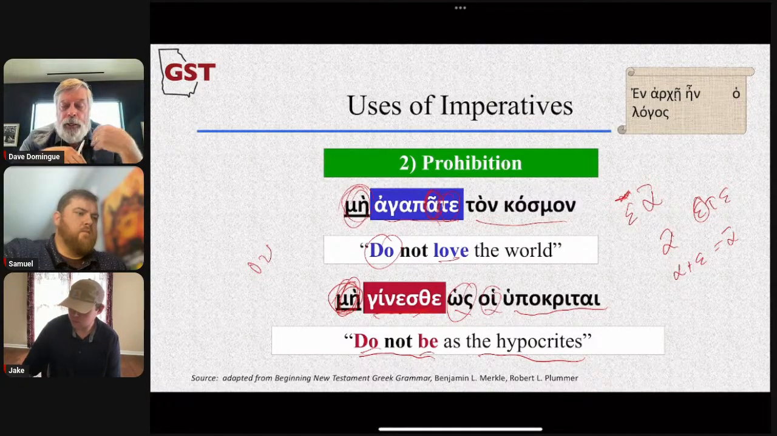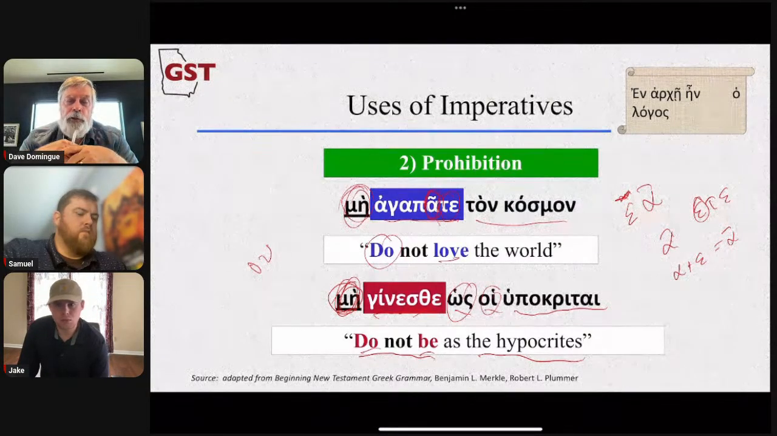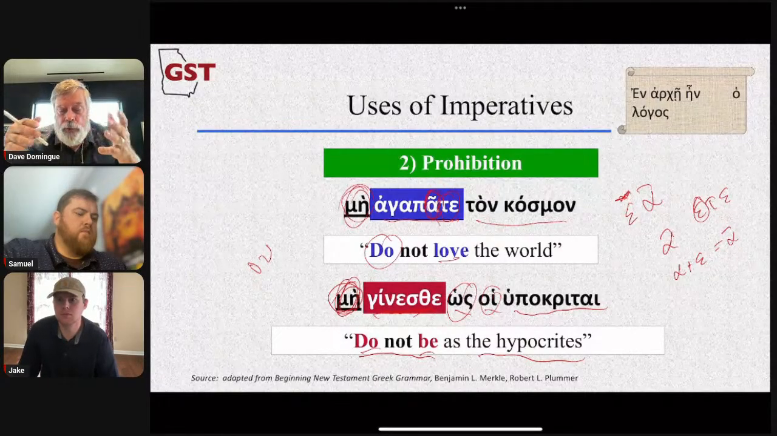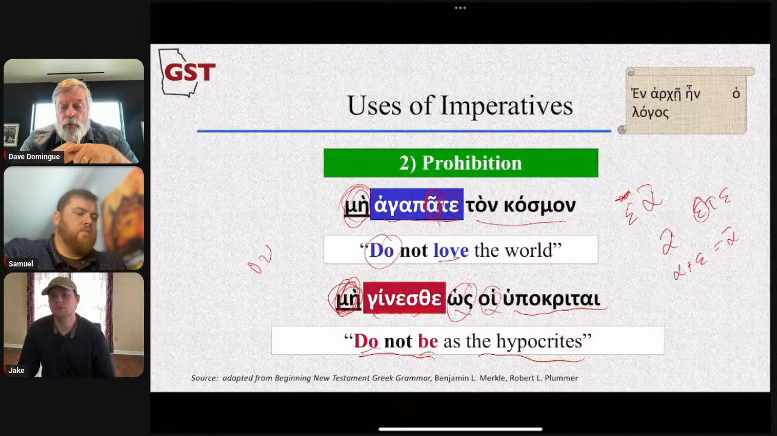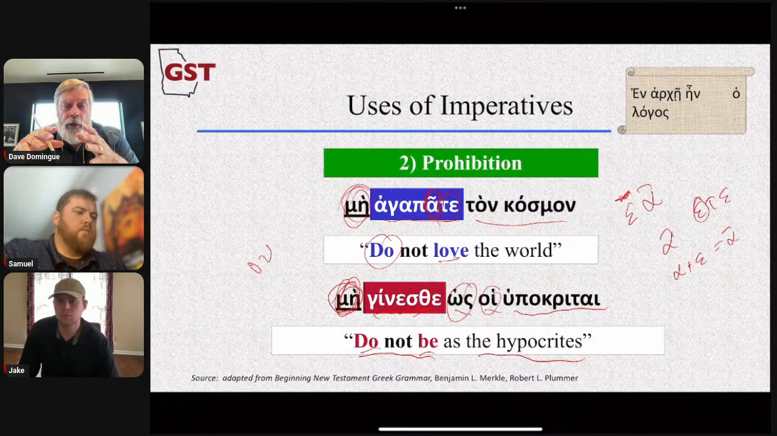And so the mē plus the aorist imperative, the aorist aspect, is dealing with the undefined or the perfective aspect, that undefined kind of thing. So, don't let your left hand know what your right hand is doing. It's prohibiting an action that's not really talking about it ongoing, but just prohibiting the action as a whole.